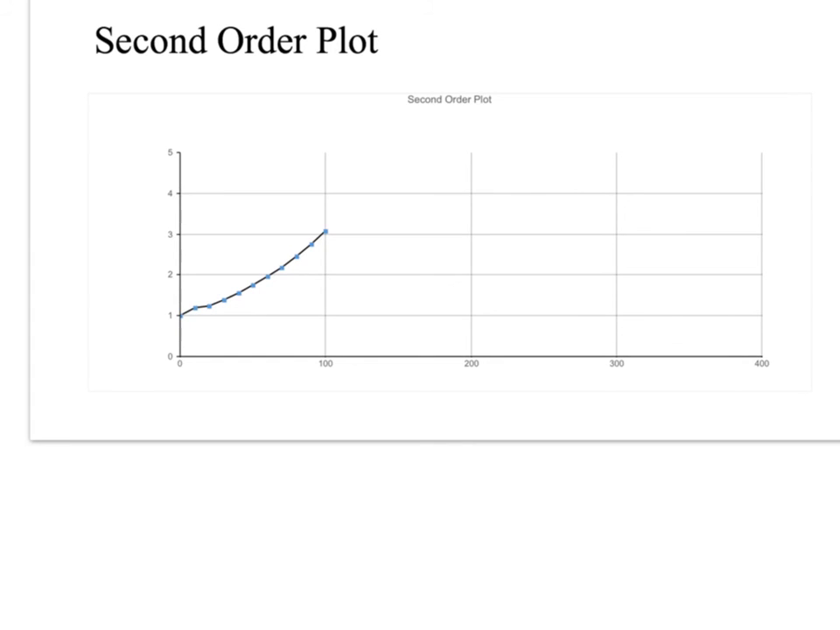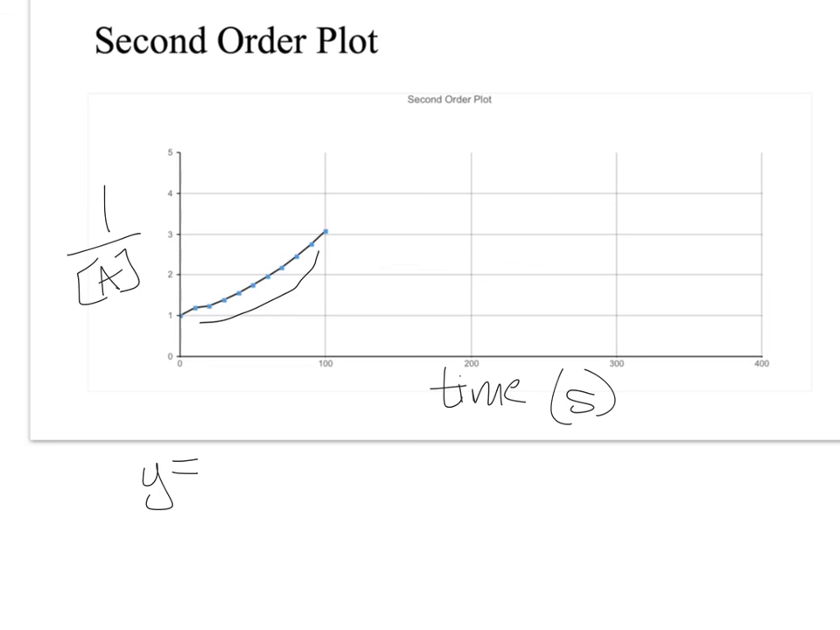Right, lastly, we have our second order plot. Remember that the y here is 1 over A, and x is time again, and I believe this is seconds. And you can see just looking at the data that it is a little bit curved here. It's not as good a straight line as the first order data looked, but the line formula is y is equal to 0.0201x plus 0.8636, and r squared is equal to 0.9725.